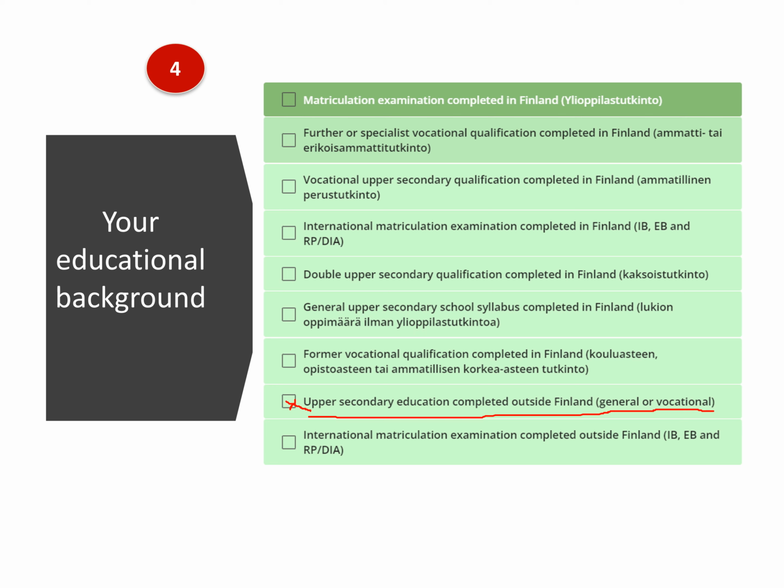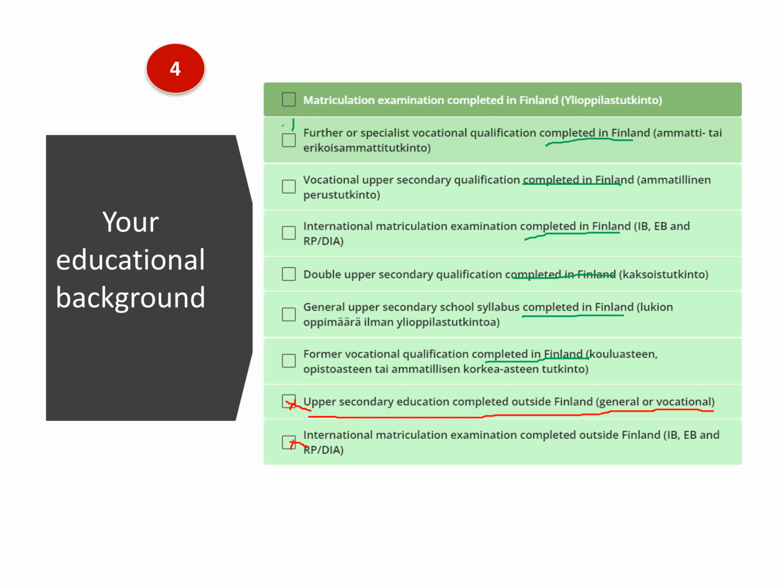Rest of the options, for example, matriculation examination completed in Finland, no. Second one is this one, further or specific vocational qualification completed in Finland. No, you haven't done any degree in Finland. So vocational upper secondary qualification completed in Finland. Again, completed in Finland, you haven't completed any degree in Finland. So leave these options. You can see completed in Finland, completed in Finland, completed in Finland. So leave these 7 out of 9 options.